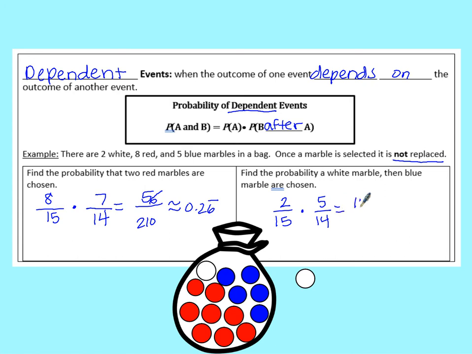So we multiply on top and we get 10, and we put that over 210. You could either write that as a fraction, 1 over 21, or if you want to put it into the calculator and round it to the nearest hundredth, we get about 0.05. Either one would be acceptable there.